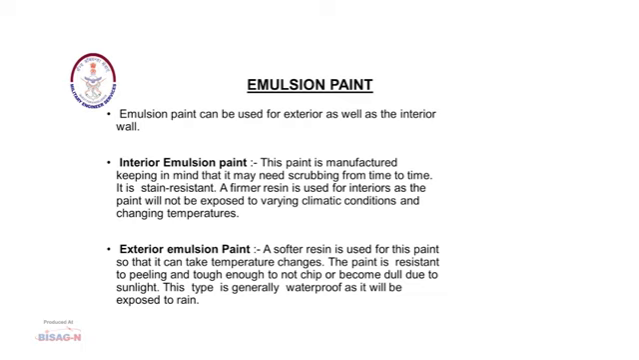Interior emulsion paint. This paint is manufactured keeping in mind that it may need scrubbing from time to time. It is stain resistant. A firmer resin is used for interiors as the paint will not be exposed to varying climatic conditions and changing temperatures. Exterior emulsion paint comprises a softer resin so that it can take temperature changes. The paint is resistant to peeling and tough enough to not chip or become dull due to sunlight. This type is generally waterproof as it will be exposed to rain.